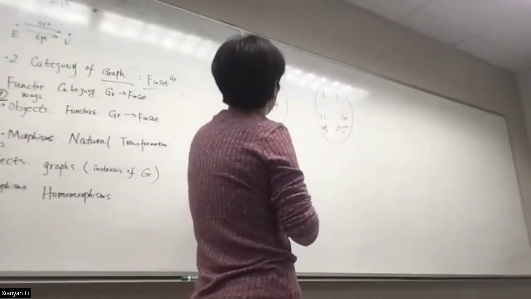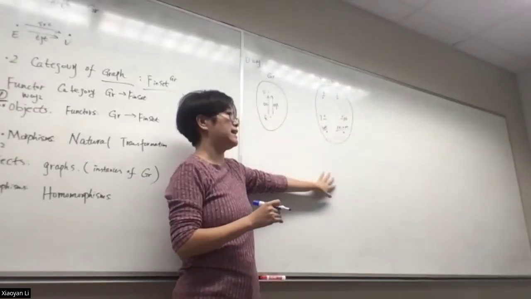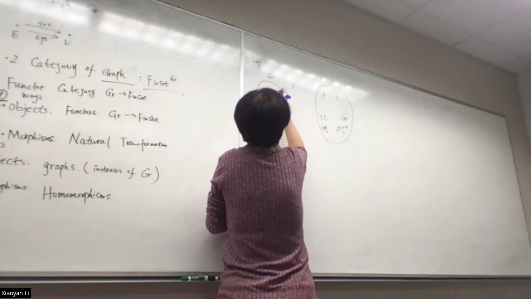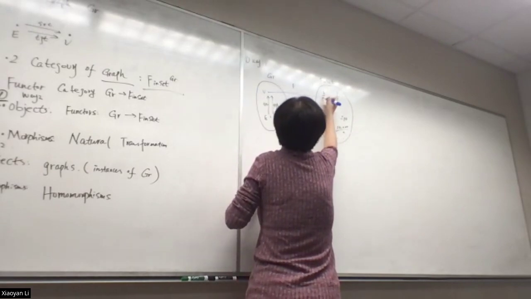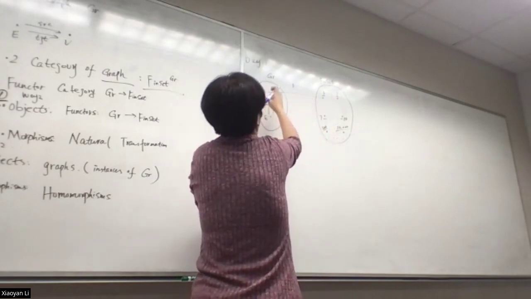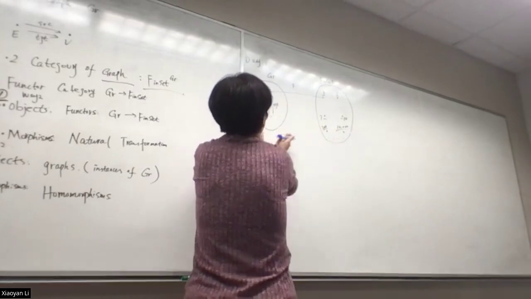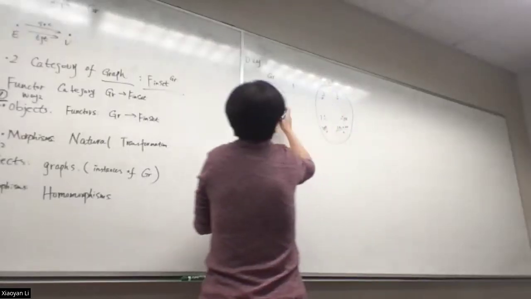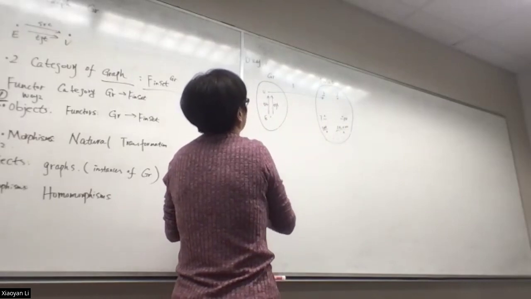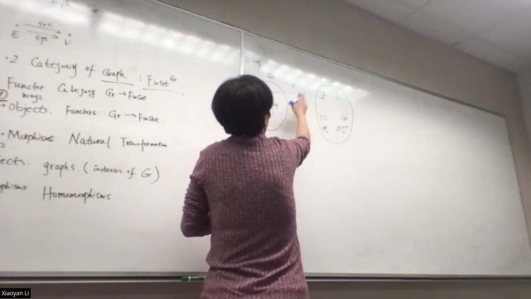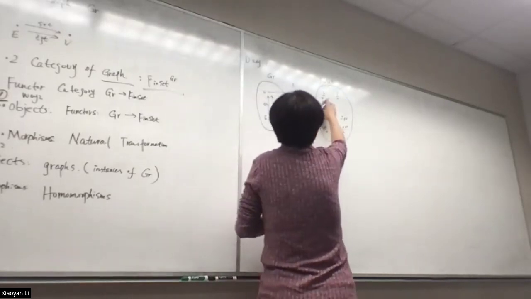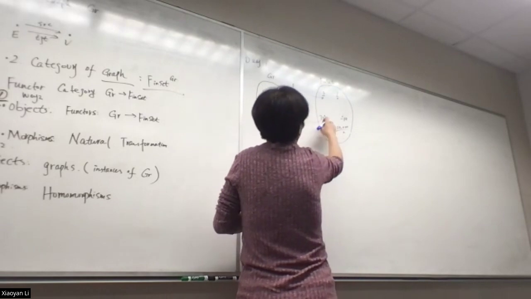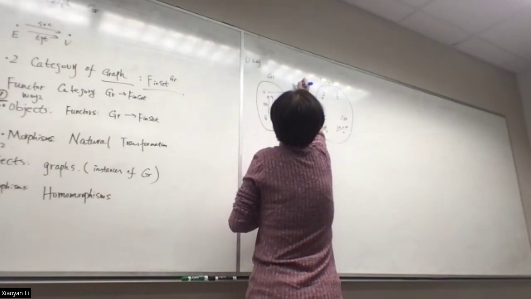So for one graph, that is a functor map from GR to FinSet, right? Say that is functor F. The object map maps an object from the source category to an object in the target category, right? So if I have a functor F, then F maps V to set 3, and maps E to set 7.